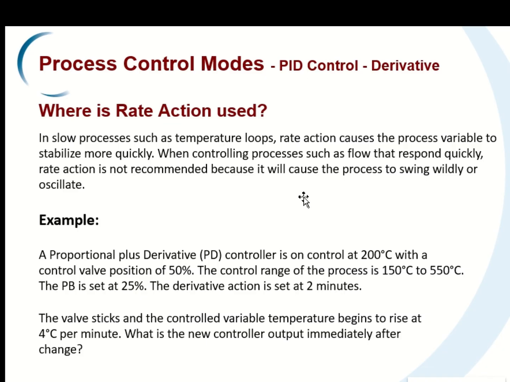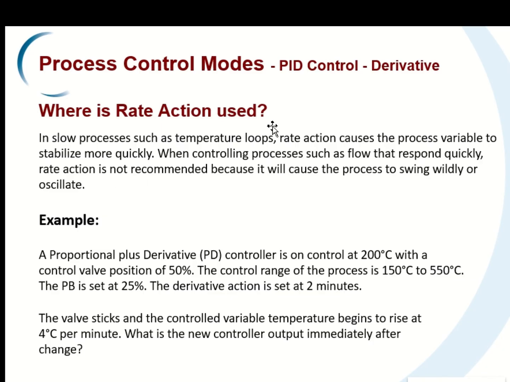Now, an example where the rate action is used is in slow processes such as temperature loops. The rate action causes the process variable to stabilize more quickly. When controlling processes such as flow that respond quickly, rate action is not required because it will cause the process to swing widely or oscillate.